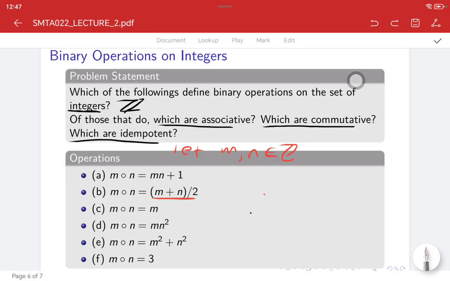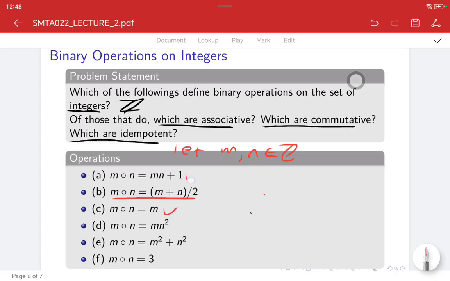No, so this one closure does not hold, so I don't have to check associativity, I don't have to check idempotent for that one. You see, right? But you can, but I don't have to, right? Then we come to this one, C. I take M, I take N, which is equal to M. And since M, I took it as an integer, M won't change with the remaining itself, so this was the remaining integer. So this one satisfies closure.